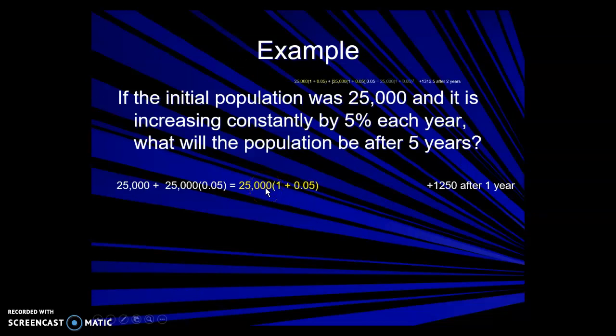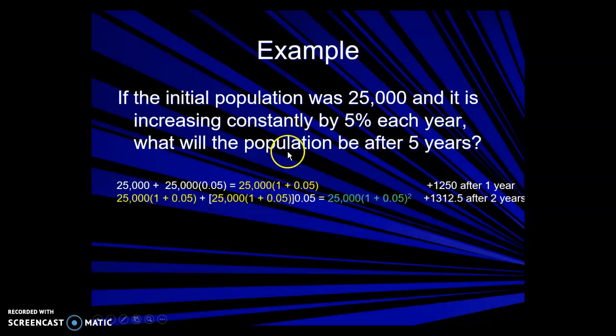That amount ends up being 1,250. Now you could write that as 25,000 times 1, that's the initial 100%, so to speak, plus 5% more. For the second year, you would do 25,000. This is how much you would have after the first year. Plus, here's the increase.